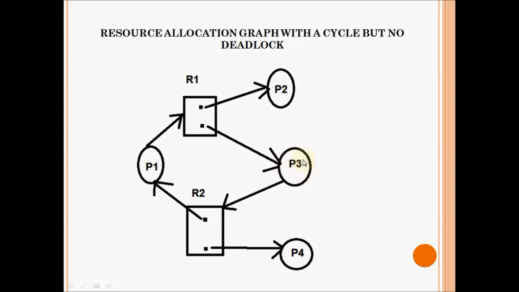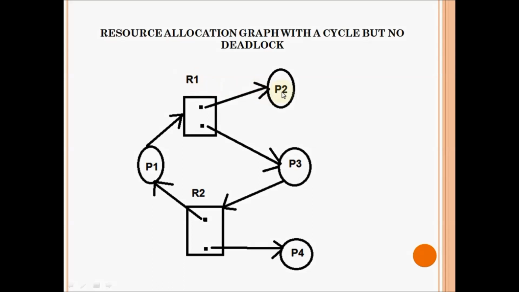Now we will check for P1. After the completion of P3, P3 can release R1 also, P3 can release R2 also, right? So see, P1 is already having R2, but P1 is requesting for R1. But P3 can release it after the completion. So after the completion of P3, it will release R1. So P1 can take it, and P1 can complete its execution by taking the R1 resource.